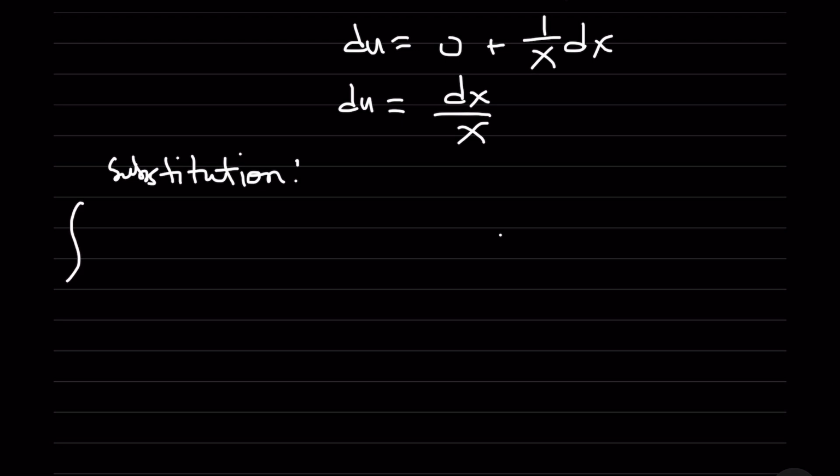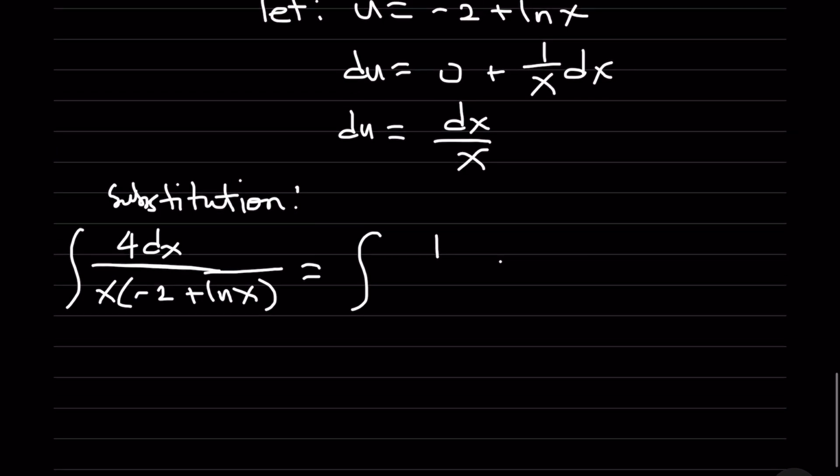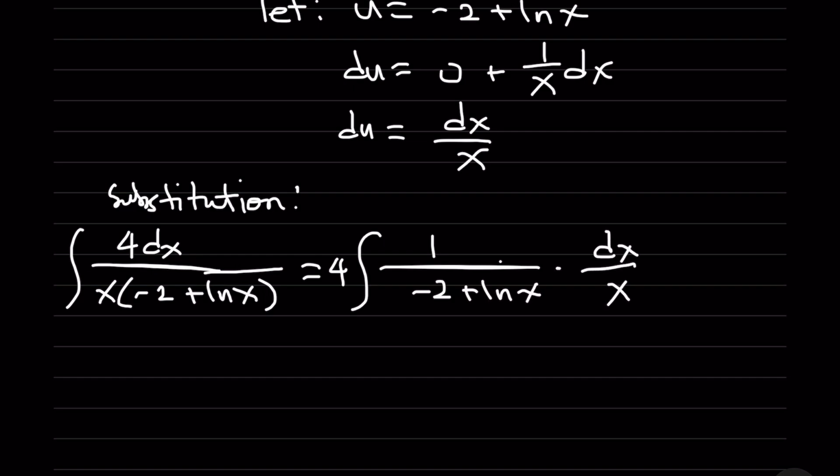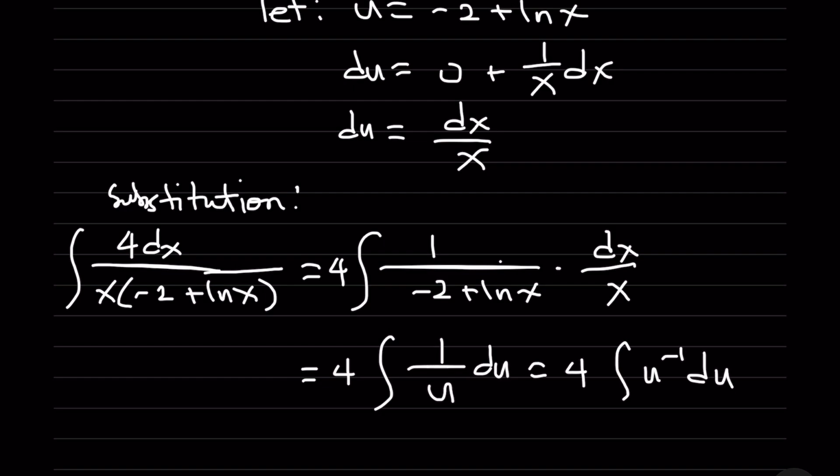Then we do substitution. So you take note that the original equation can be written as 4 times the integral of 1 over (-2 plus ln x) times dx over x. Now dx over x is equal to du. Take note that we have taken 4 out of the integral. So you can write the equation as 4 times the integral of 1 over u du.